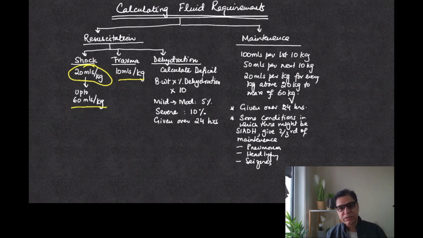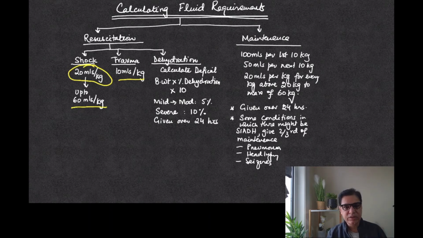There are certain conditions in which there might be some degree of fluid retention. We call it syndrome of inappropriate antidiuretic hormone. And in that case, we have to go slow. So instead of giving them the full maintenance over 24 hours, we give them two-thirds of the maintenance because they are already retaining fluid because of this inappropriate antidiuretic hormone secretion. And that usually occurs in conditions like CNS conditions.